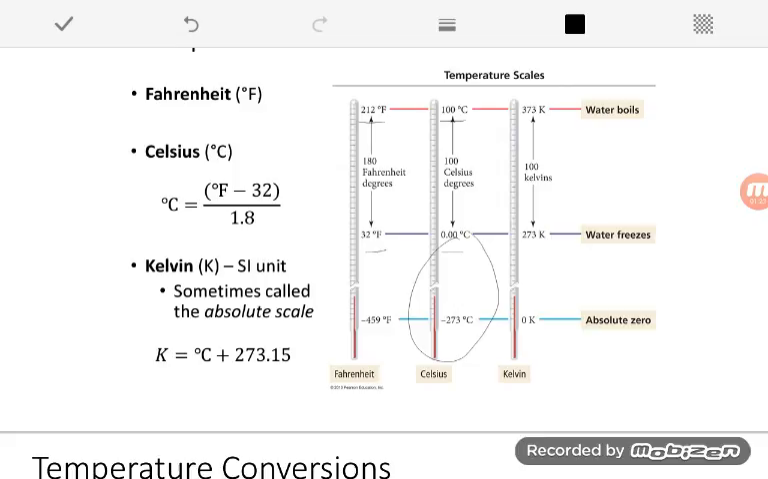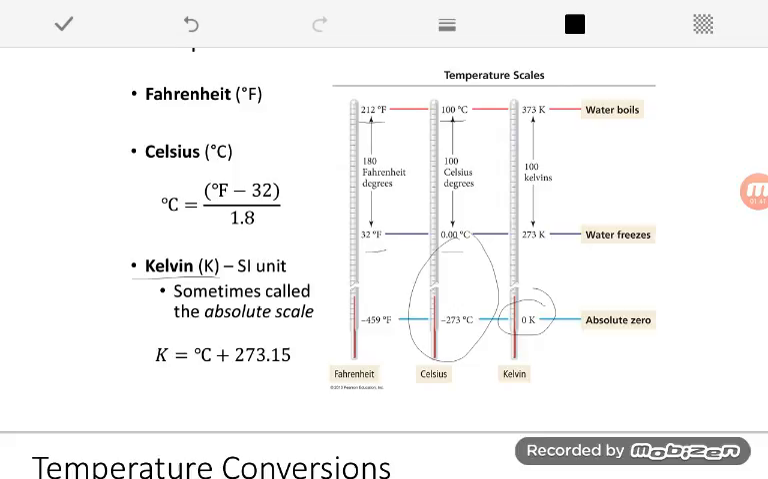So the scientific community thought about it and realized there really shouldn't be a negative temperature. When you have no heat, you basically have no temperature, and so a new scale was created, the Kelvin scale, at which the lowest possible temperature is 0 degrees Kelvin, and this is called absolute zero.